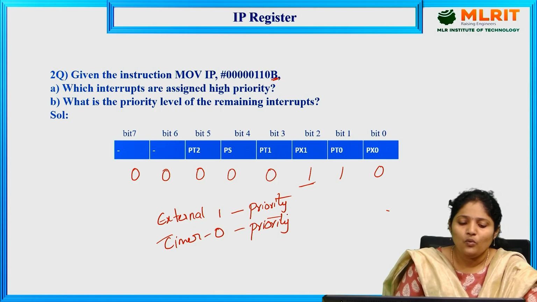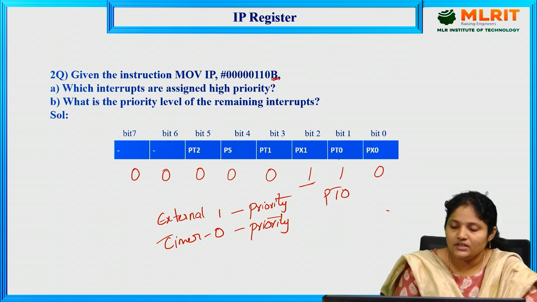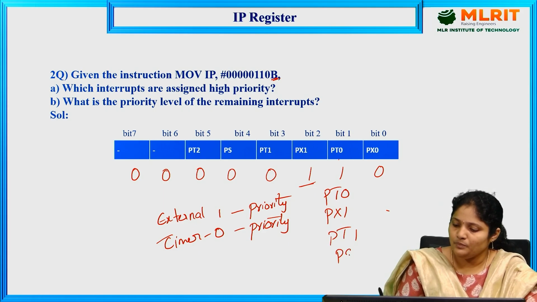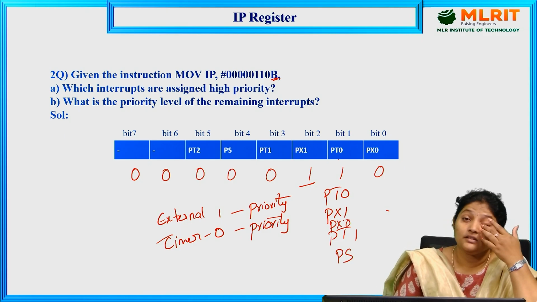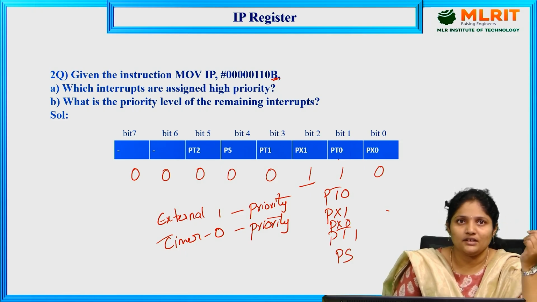Now what is the priority level of the remaining interrupts? The priority level is that PT0 has the highest priority, so PT0 will be executed first, followed by PX1. The remaining will follow the priority list: sorry, here PX0 will be next, then PT1 and PS. The remaining will follow as per their priority list that I already discussed in the first slide, the priority of the interrupts.